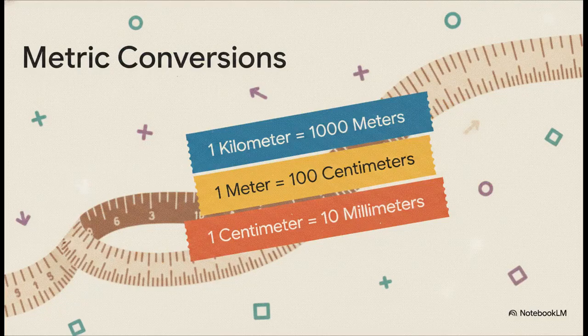Now, knowing the base units is great and all, but you really have to know how to scale them instantly. 1 kilometer is exactly 1,000 meters. 1 meter breaks down into 100 centimeters, and 1 centimeter contains 10 millimeters. When you're sitting in that exam room, the clock is ticking, right? You won't have time to second-guess these crucial conversions.